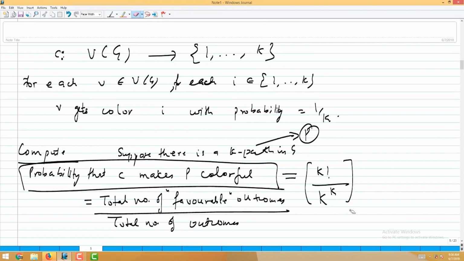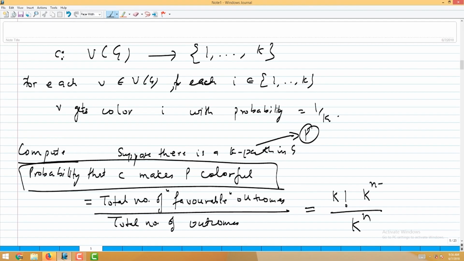We will eventually come to this expression that you just told, but the total number of outcomes is k power n, right? And what is the total number of favorable outcomes? They are those colorings on these n vertices which make these particular vertices of P colorful, and there are k vertices in P. So, as he says, it's k factorial into k power n minus k. And why is this so? Which make it colorful. Exactly.